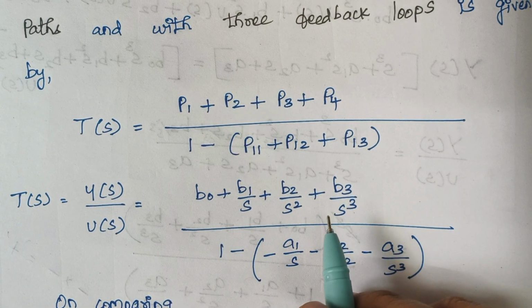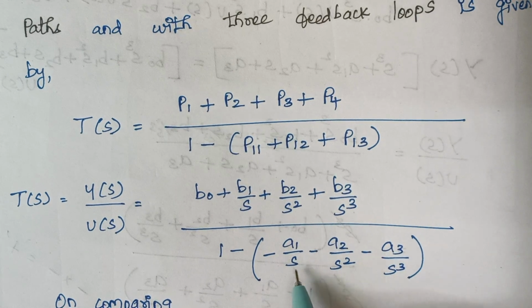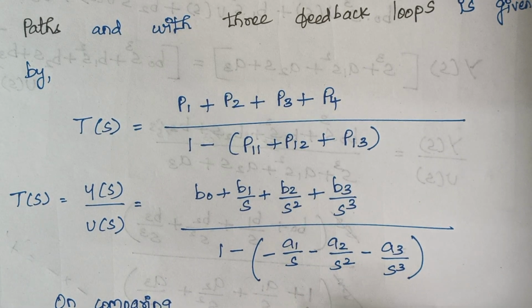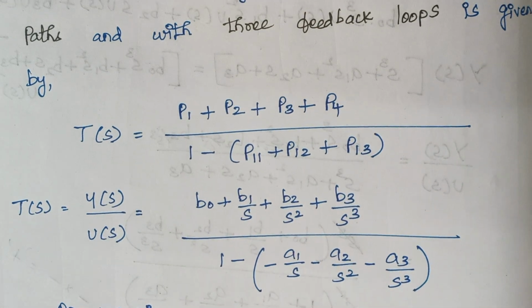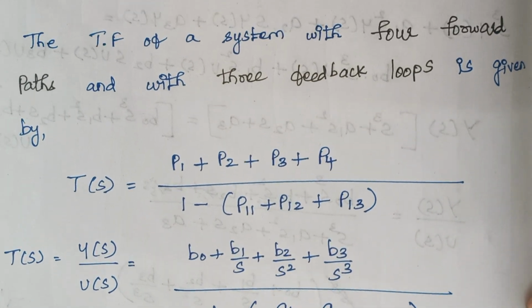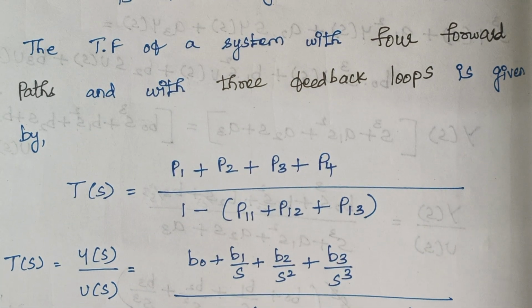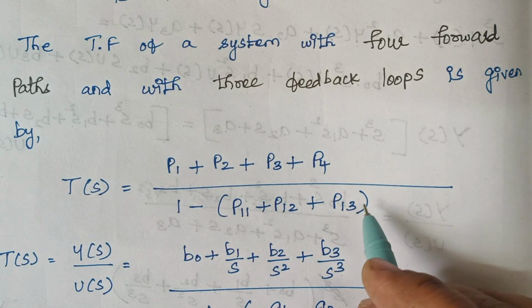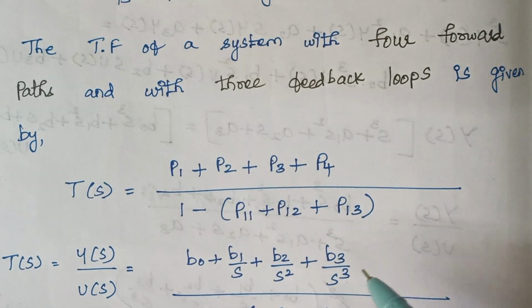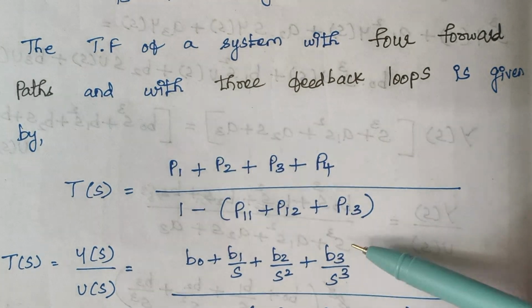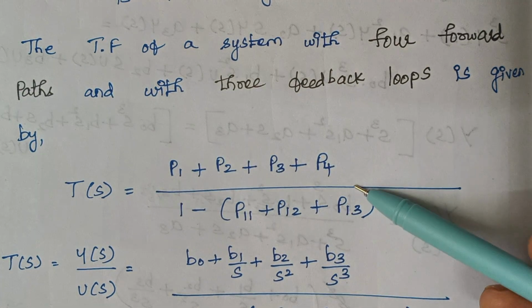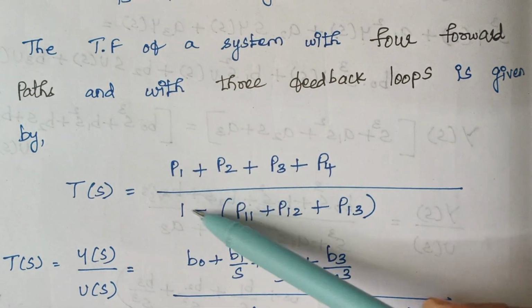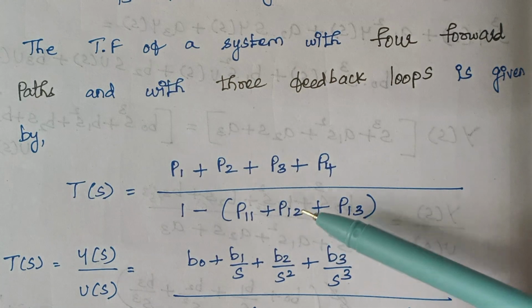So there are 4 forward paths. And how many individual terms in the denominator? There are 3 terms, therefore 3 feedback loops, right? So from the transfer function we are writing here, this is a transfer function with 4 forward paths and 3 feedback loops, right? Now we are going to compare this transfer function with the standard format. So just assume this is a standard format of the transfer function.